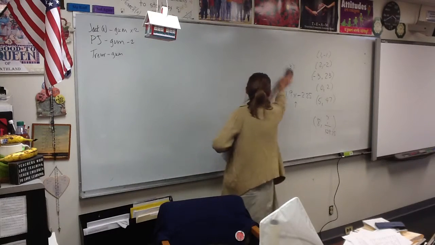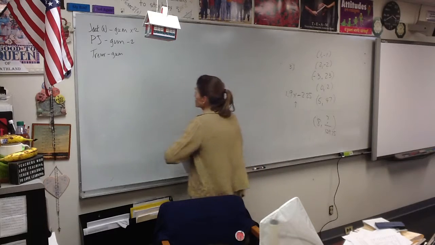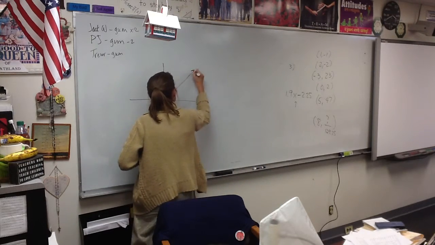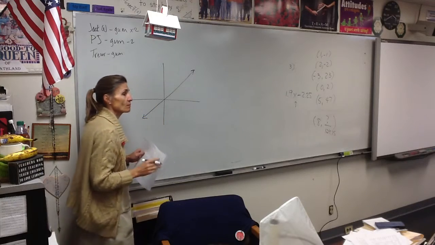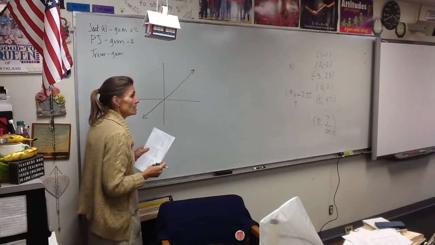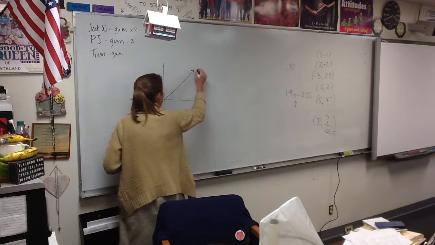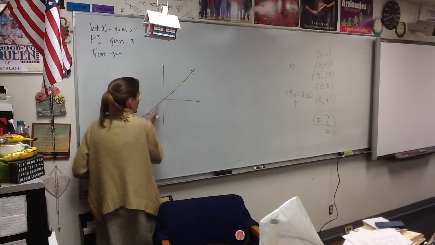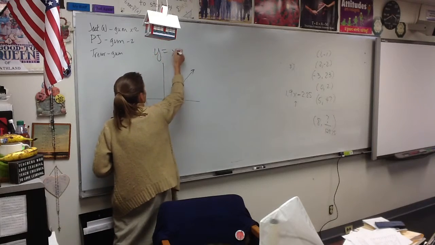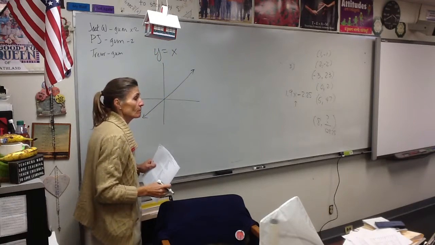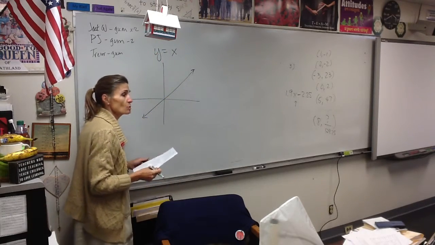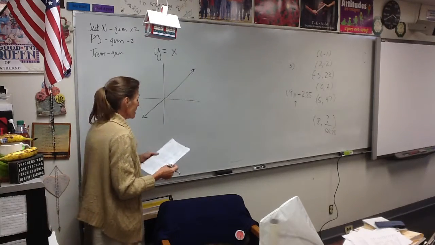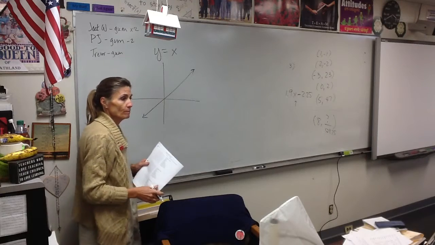That is your line. So that looks like this. When you sketch this for me, you are going to have a nice diagonal line right through the origin, quadrant 1 and quadrant 3. This is y equals x. So the equation is y equals x, the name is identity, and that is the picture.